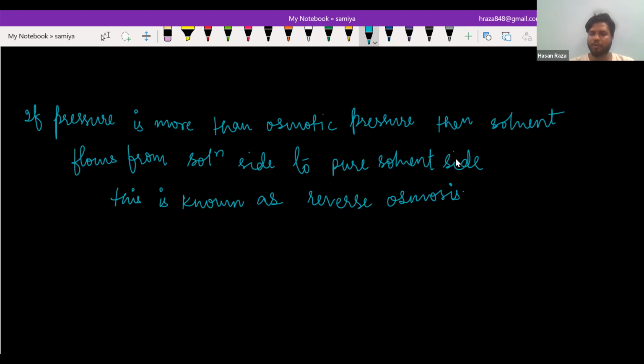If you are going to increase the pressure more than osmotic pressure, then the flow of solvent will be from solution side to pure solvent side, and that is called reverse osmosis. Let me know if you both are done with this. Done, sir. Okay, wait a minute.